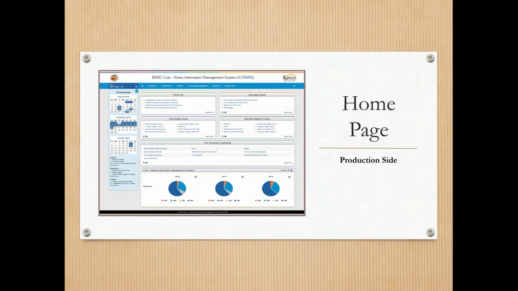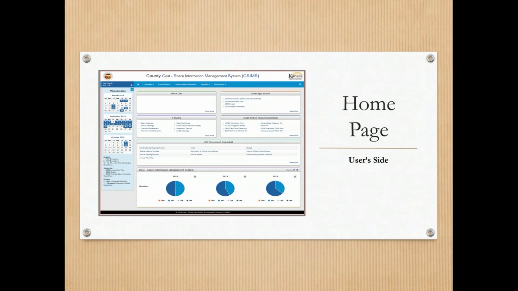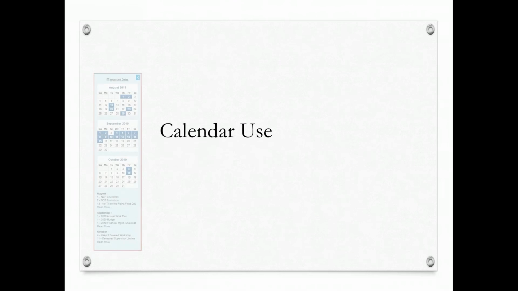I know this is difficult to see because there's so much information on here, but this is the actual home page on the production side of CSIMS. Lots of information. I'll have a screen later that will show things closer up. And then there's also the user side, which is what our counties use. It's pretty much the same, though they obviously don't need to have all the information that we have.